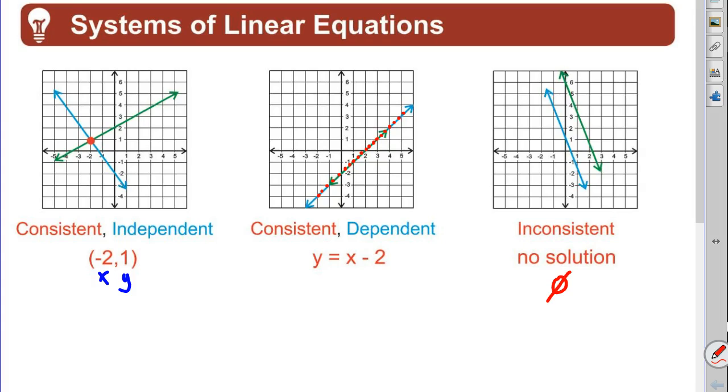So there are three possibilities with systems of linear equations. The lines intersect at a point, be consistent and independent. Make sure you give the coordinates of the point as a solution. The lines are the same line, therefore it's consistent. We have a solution, but dependent, and you write the solution as the equation of the line. And then if the lines are parallel, then they are inconsistent. There is no solution.